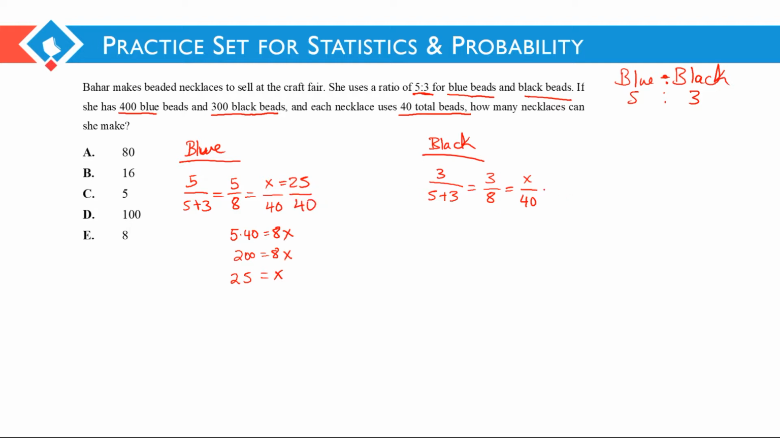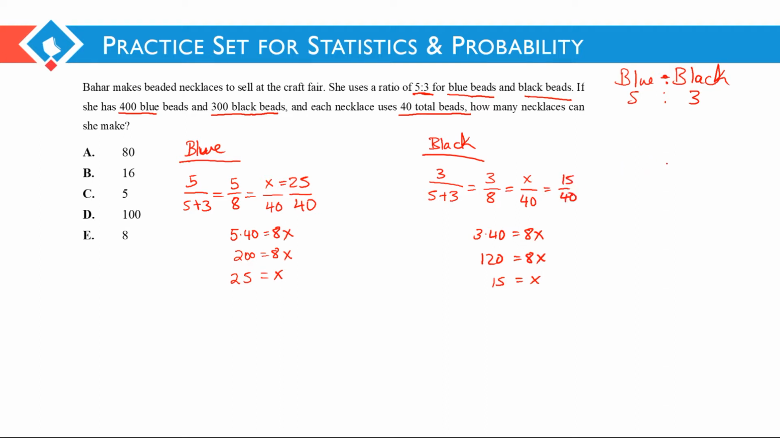And similarly, we'll do the exact same thing here. In this case, we will cross multiply, and we'll do 3 times 40 is equal to 8x. And this is going to be 120 equals 8x. And therefore, we will get x is equal to 15. Just like that. So we know that this is going to be in a ratio of 15 to 40.